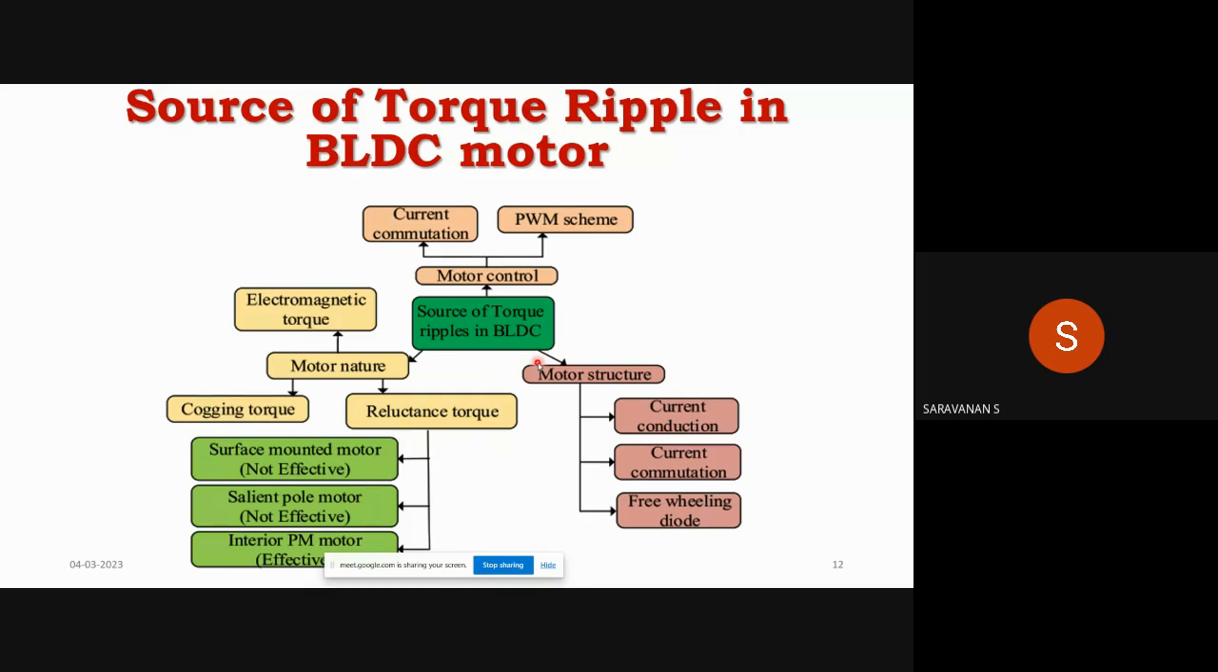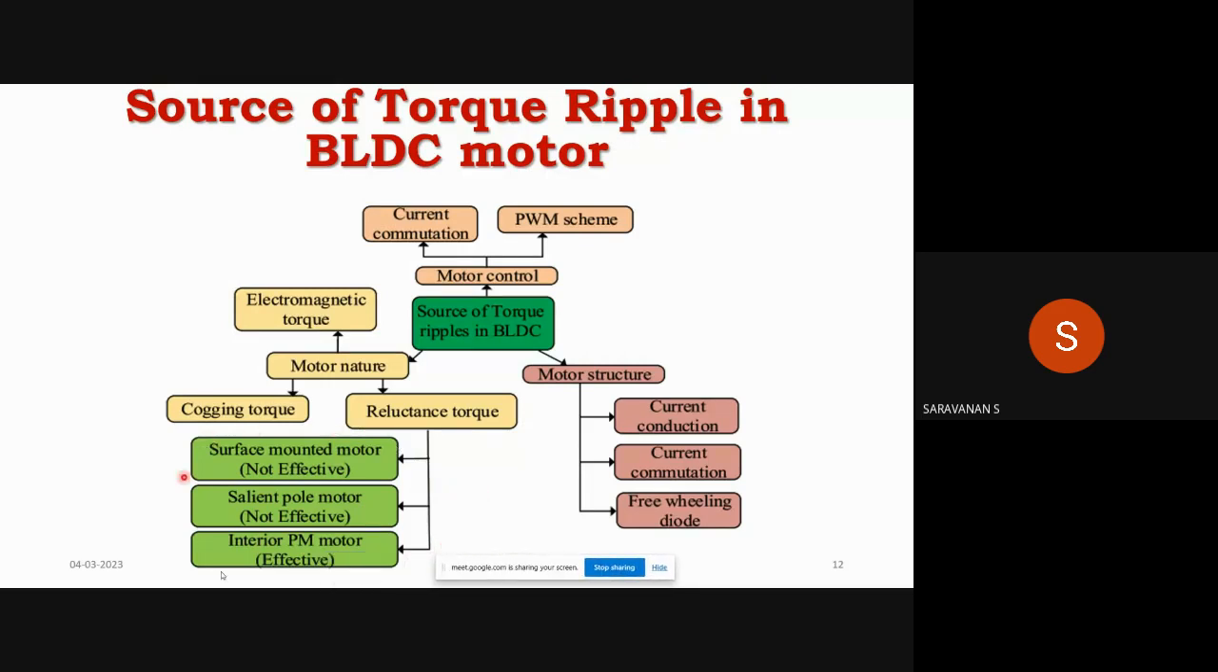So the current conduction, current commutation, and freewheeling diodes may be reasons for torque ripple, along with the motor nature. The BLDC motor has a permanent magnet in it. Whenever the motor uses a permanent magnet, cogging torque will be produced, and cogging torque may be a reason for the torque ripple. Because of the electromagnetic torque produced in the BLDC motor, torque ripple may be produced, and because of the reluctance torque, torque ripple may also be produced.